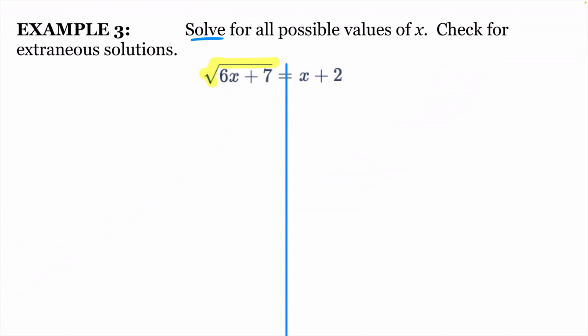Well, it's a square root, so I'm going to square it, just like I did the last one. What's the square root of 6x plus 7 squared? 6x plus 7, just like it's been all day today. Okay, so let's look at the other side, though. How do I multiply x plus 2 squared? I'll give you a hint. You've done it a lot in this class. We haven't done it this semester, but we did it a lot last semester. Starts with a B.